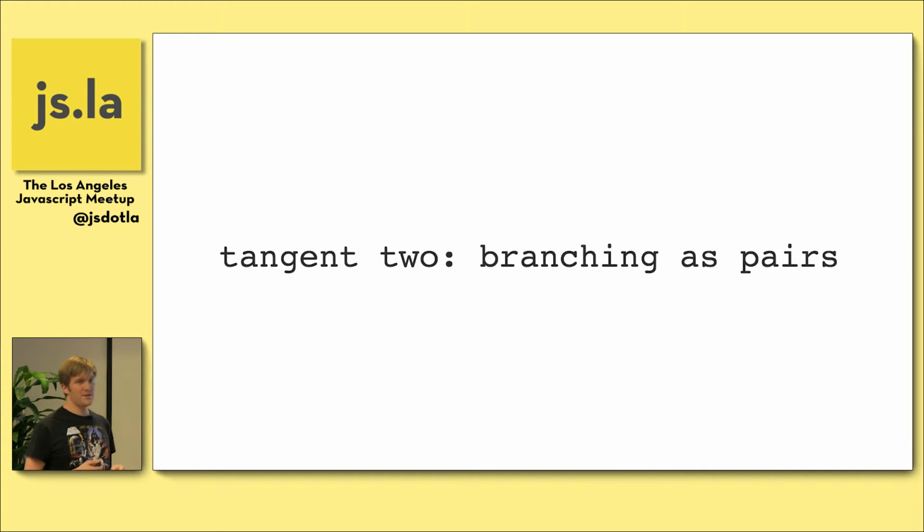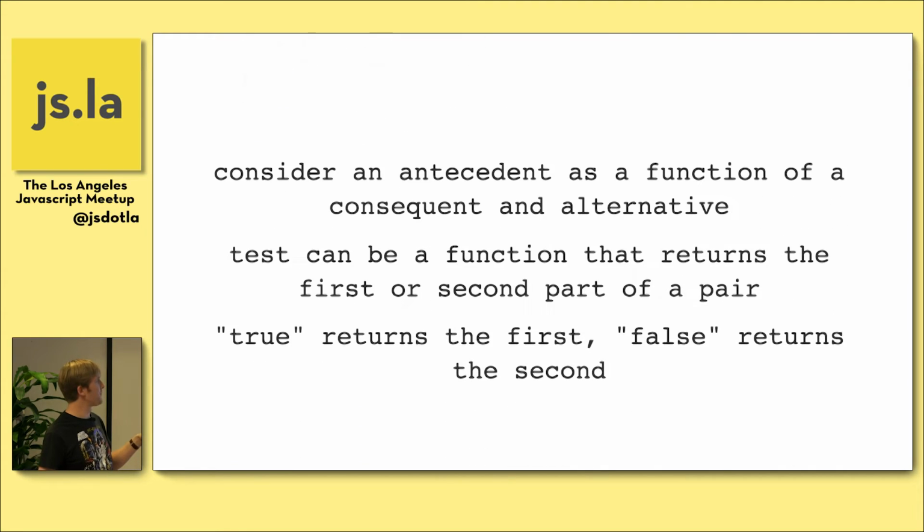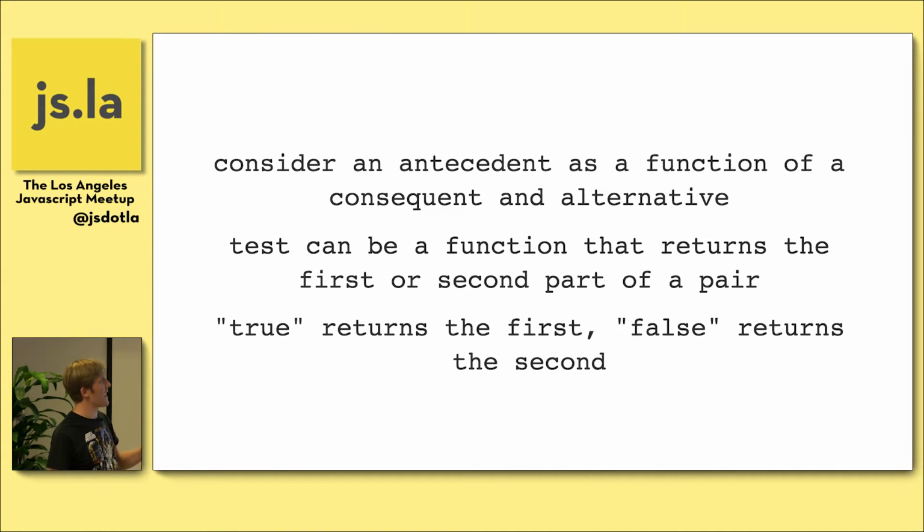So yeah, tangent number 2. If we're trying to eliminate if statements, it seems sort of difficult to remove control flow, right, from your programs. That's hard. But you can kind of think of branching as like a data structure, because you have a test, you have like do this first thing, and then you have do the second thing. In formal logic, we call it like the antecedent, the consequent, and an alternative. But it kind of looks like a pair, right? It's a pair of things, and then something that tells you which one to do. And so this is just that more verbosely.